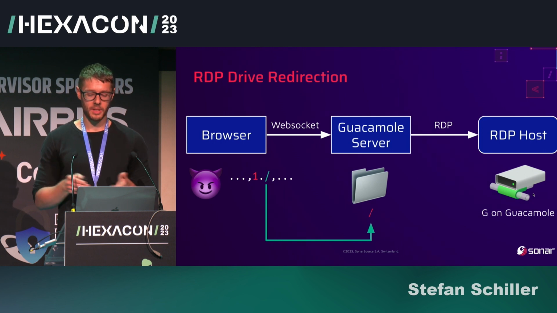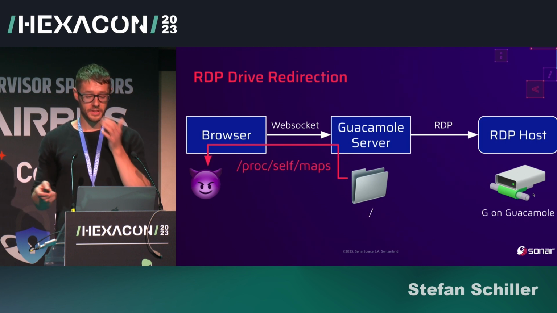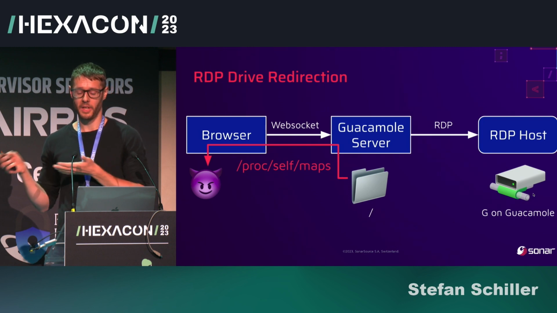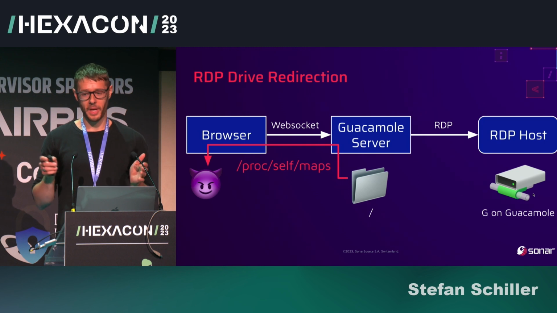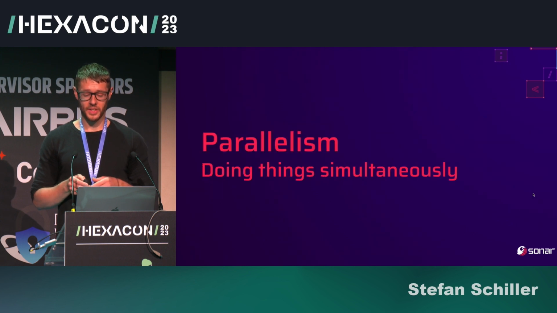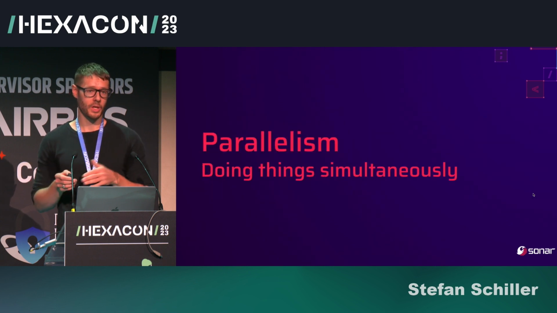Writing is not possible by default because the Guacamole user is very restricted. Nevertheless, this can still be used to leak valuable information like the memory layout of the Guacamole process by reading the proc self-maps file. This information could be very useful when exploiting a memory corruption vulnerability. And this leads us to another major challenge not only Guacamole is facing: parallelism.